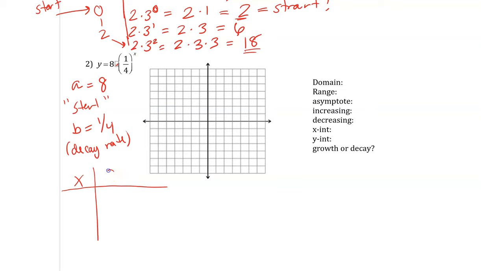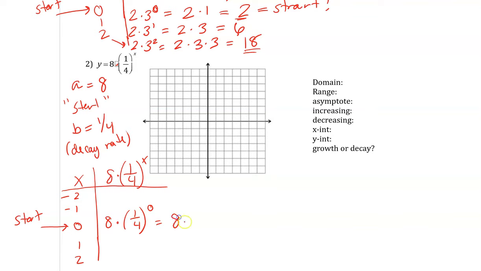So this is 8 times 1/4 raised to the power of x. And I'll do a couple negatives, 0, and a couple positives. In fact, maybe I'll start at 0 to kind of give you an idea of what I mean by start. So when you start at 0, what's happening is you're raising the base, whatever the base is, to 0, which then makes it just turn into 1. So that's why we think of that as our start, our y-intercept, our starting point, okay? Because that's when there is no base of 1/4 because you raised it to the power of 0.